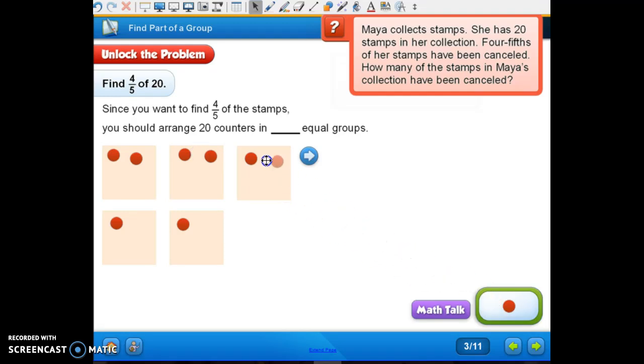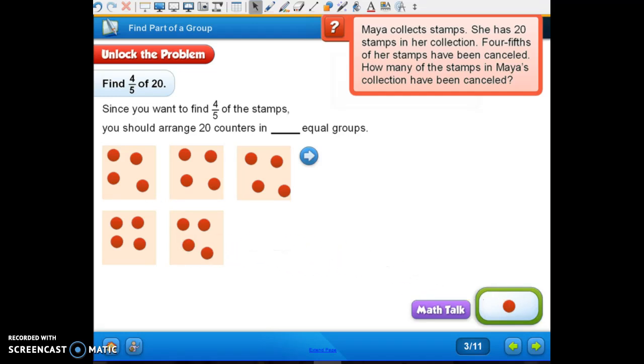And when I get done giving 2 to each group of 5, how many counters will I have? 2, 4, 6, 8, 10. Then I would give another one. That would be 11, 12, 13, 14, 15, gotta keep going, 16, 17, 18, 19, and 20.